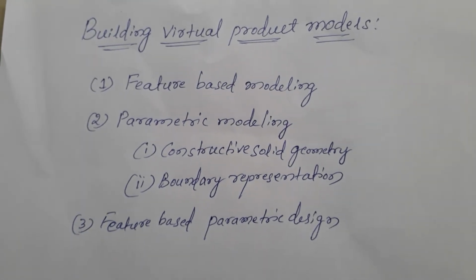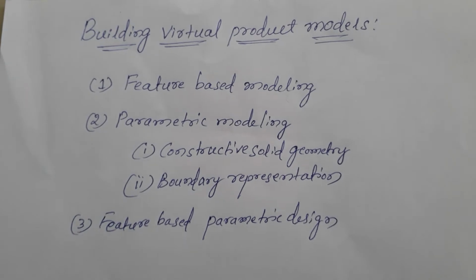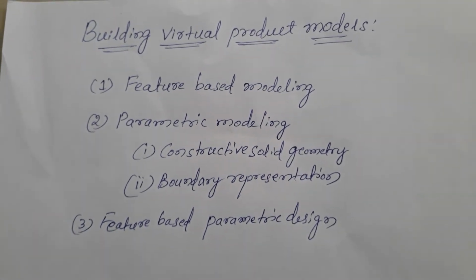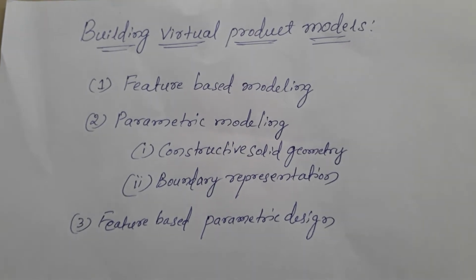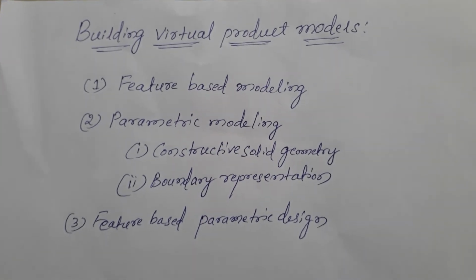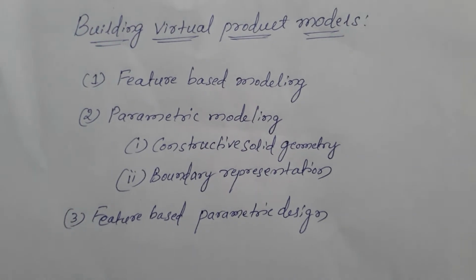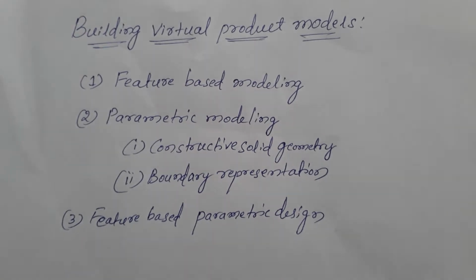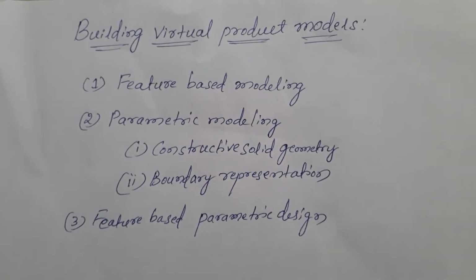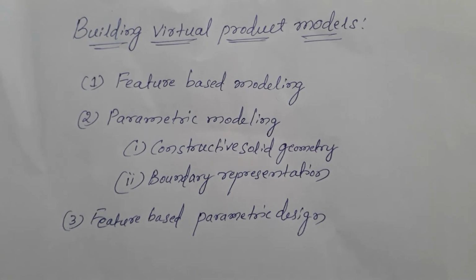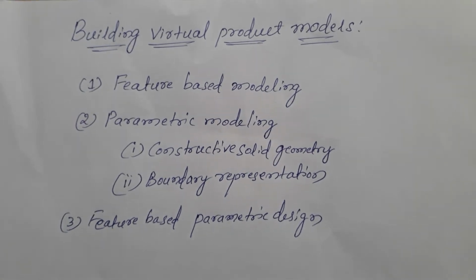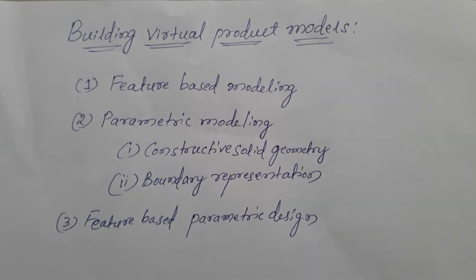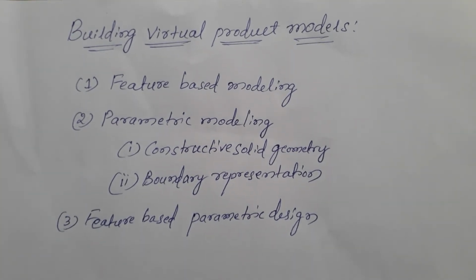So, the first one is feature based modeling. In feature based modeling, we build a model by using design features. Based on design features, we have to build a model, and that is called feature based modeling. In feature based modeling, some standard features are available in the library.